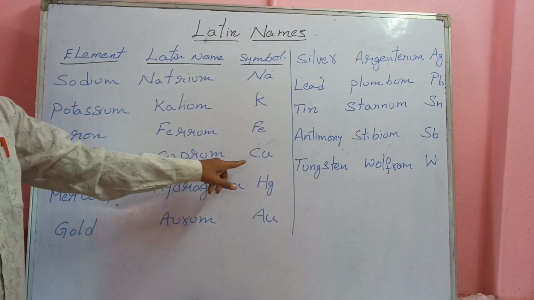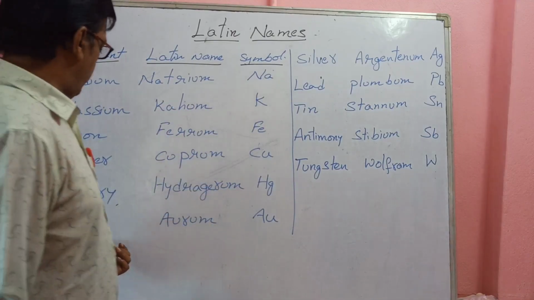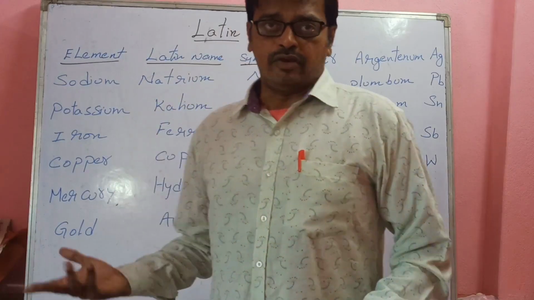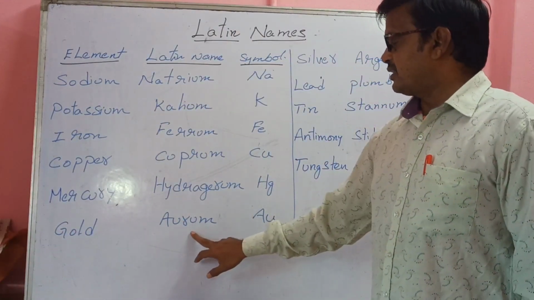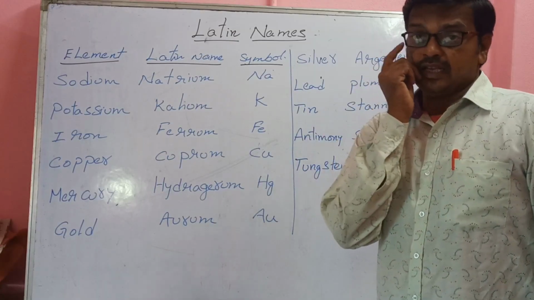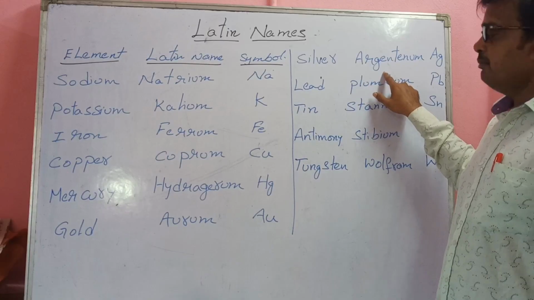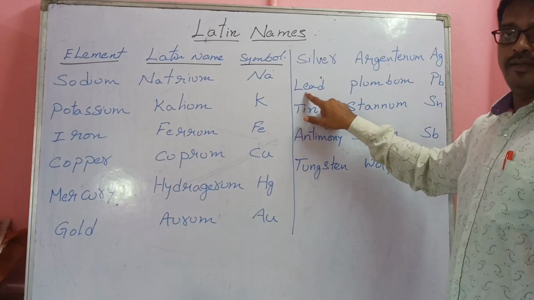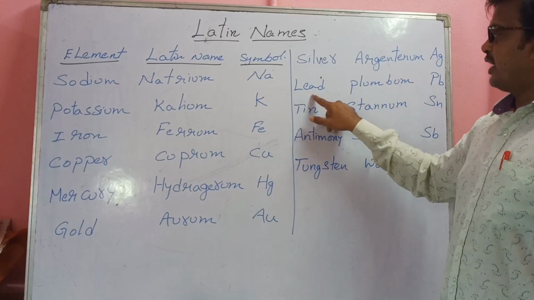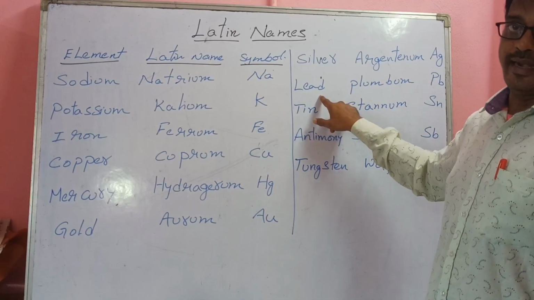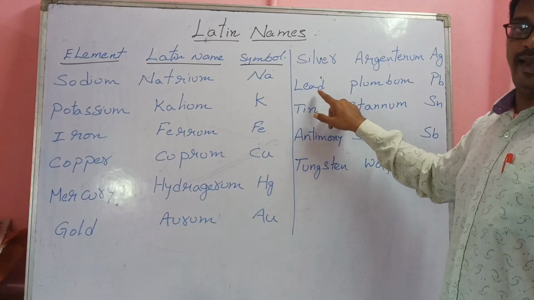Copper, cuprum, Cu. Mercury, hydrargyrum, Hg. And gold. Everyone knows what gold is? Gold is also one element. Aurum is the Latin name and the symbol is Au. Silver, argentum, Ag. Lead, plumbum, Pb. So you should read it as lead. Okay, the spelling is the same, so we have to read it as lead.